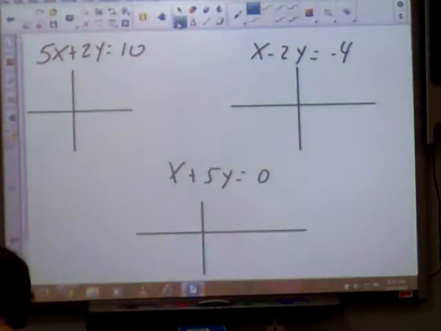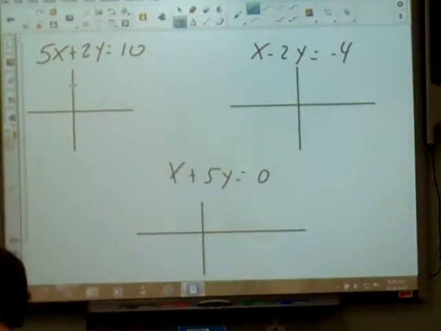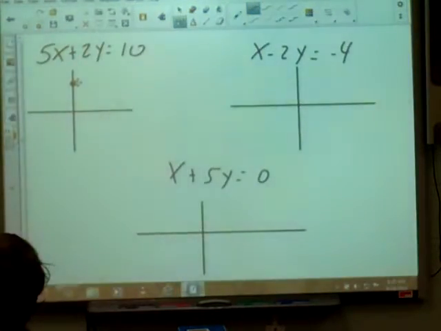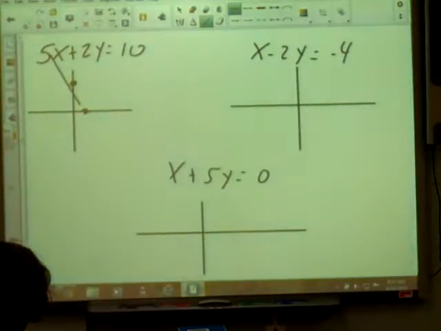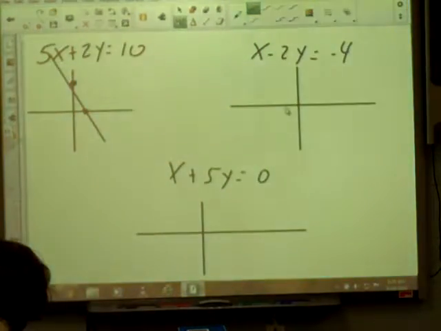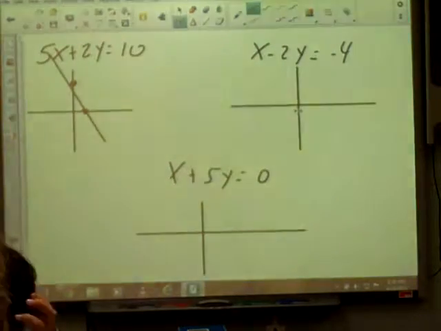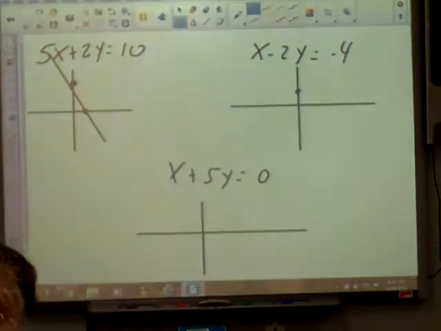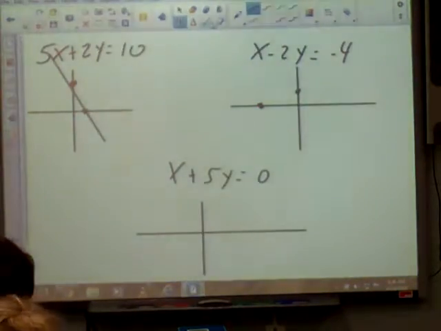Alright, what did you get for the intercepts on number 1? 5x plus 2y equals 10. Y equals 5, so I've got over 0 and up 5. What else? X is 2, so over 2 and up 0. So everybody got something similar to that for the first one? Good deal. What did you get for intercepts on number 2? Y equals 2 and x equals -4. Alright, everybody okay on that one?